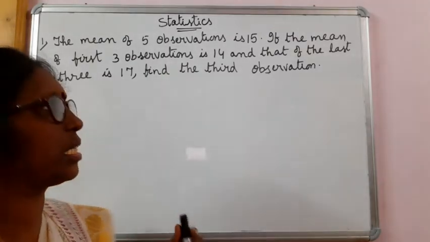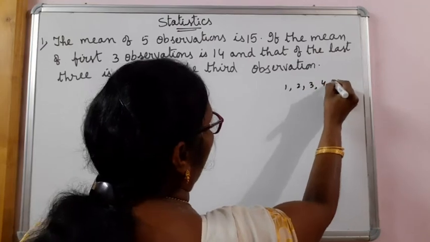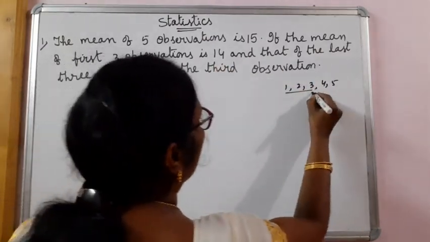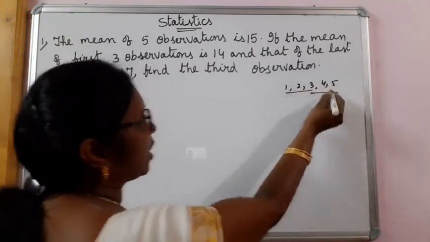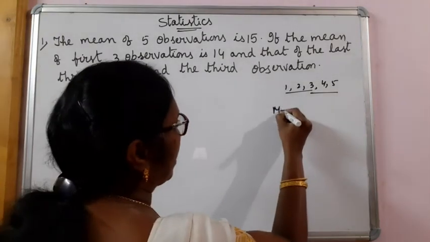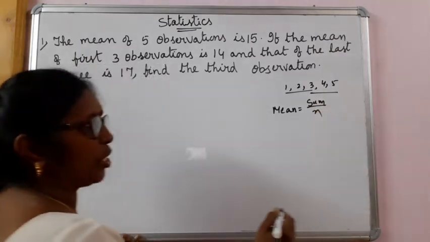Total 5 observations are there: 1, 2, 3, 4, 5. The mean of the first 3 is given as 14. The mean of the last 3 is given as 17. That means the third observation is in both. And also you have learned that mean is equal to sum by number of observations.